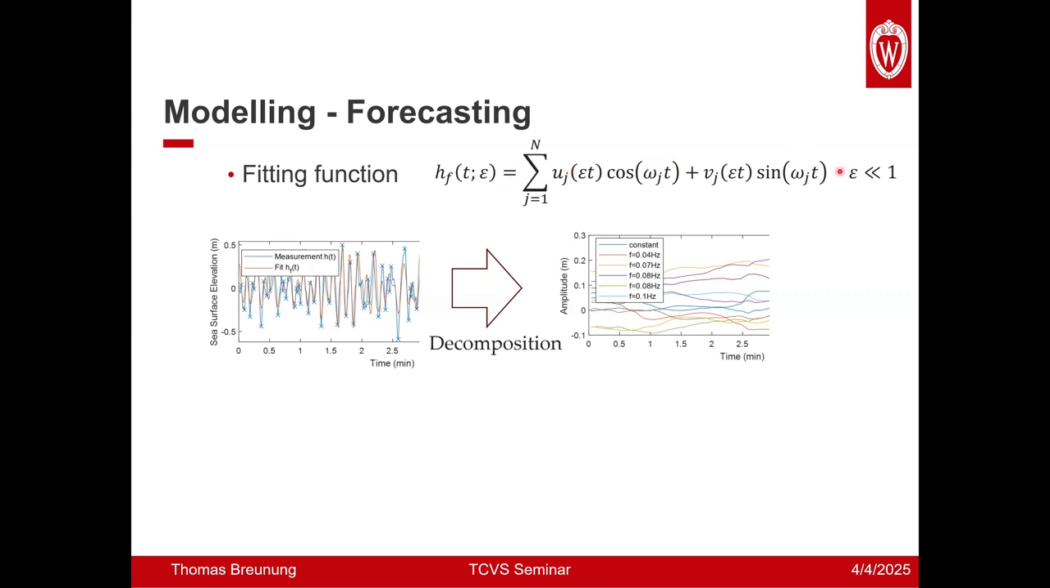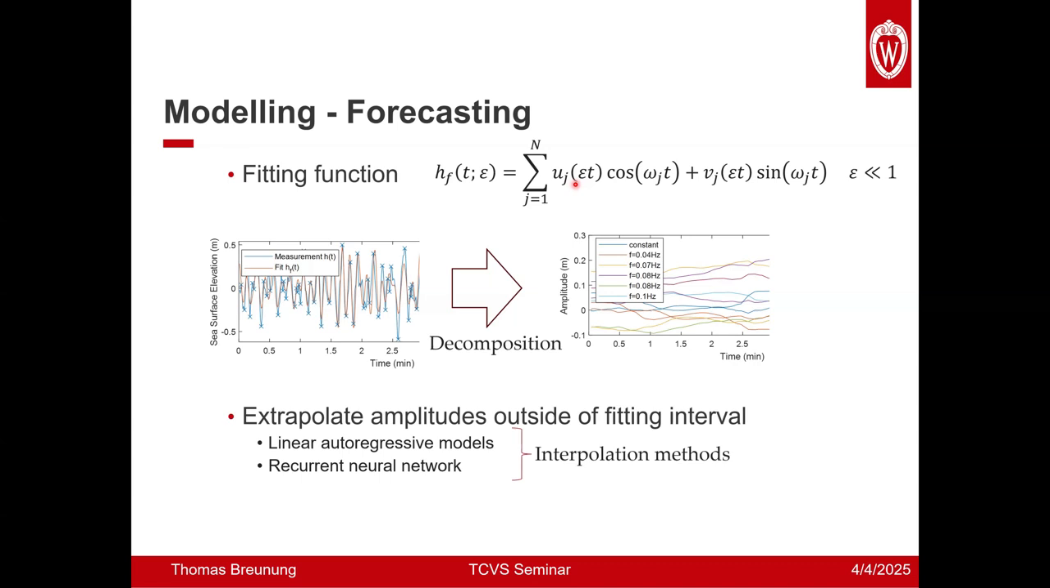So the harmonic functions are fine, the frequencies stay unchanged. However, I need to know the amplitudes. So I need to extrapolate now the amplitudes outside the fitting interval. And to do that, we used our data-driven methods. So linear autoregressive models, or neural networks, specifically recurrent neural networks with LSTM cells. Those methods are interpolation methods, so there's no guarantee that they actually work for forecasting.